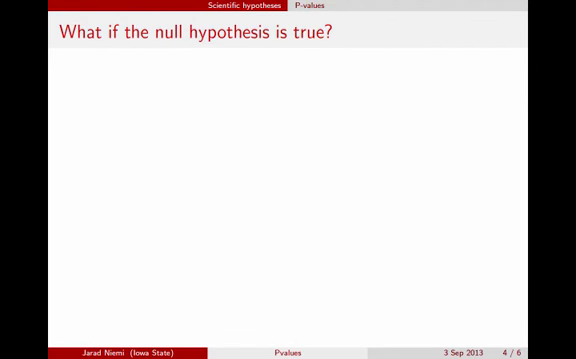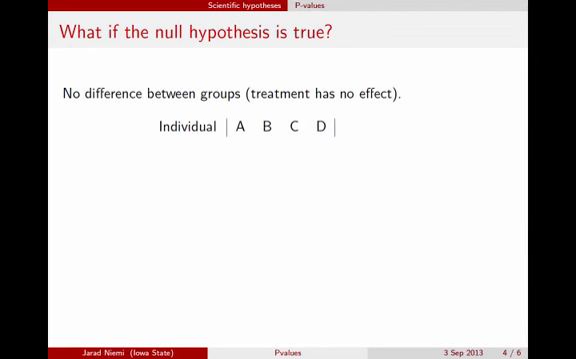Alright, so let's give a particular example. Here's an example where we're going to have two different groups, and our null hypothesis is that there's no difference in the response between these two groups. That is, the treatment that we have has no effect. Let's imagine that we had 4 individuals. We're just going to label them A, B, C, and D, and that we actually had this response 1, 2, 3, and 4 for individuals A through D respectively.